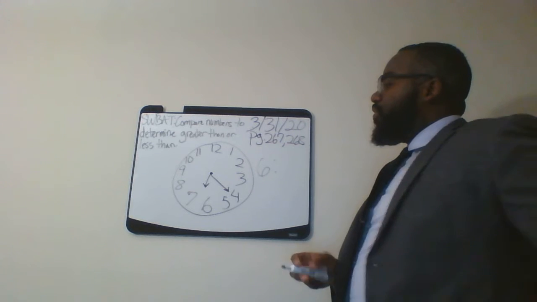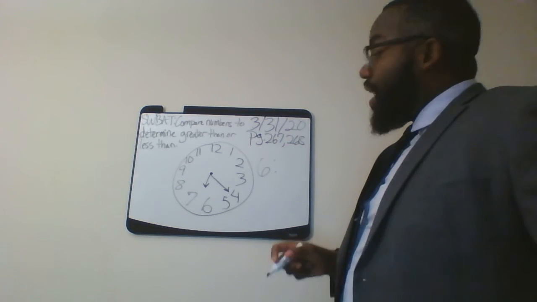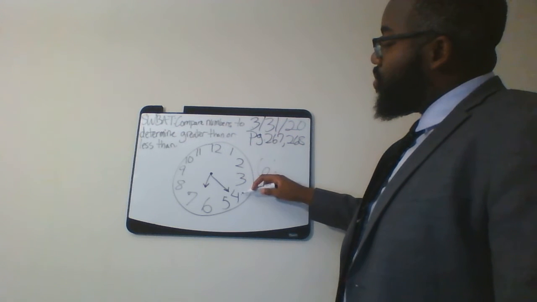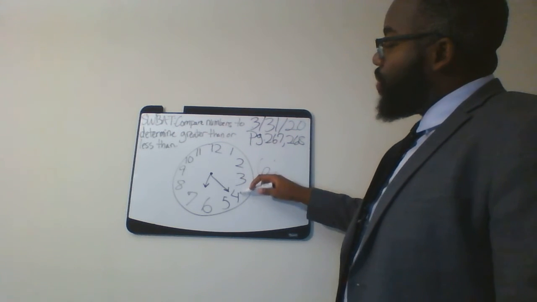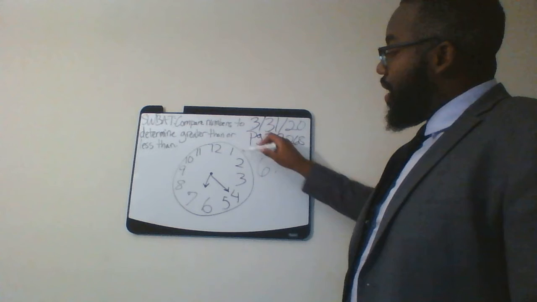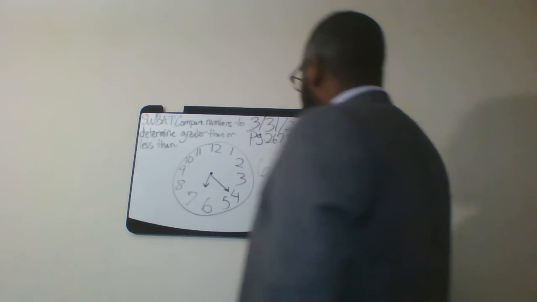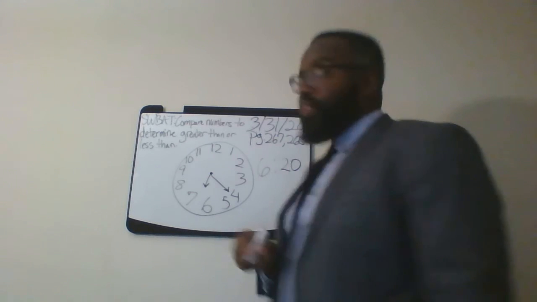Now, let's look at the minute hand on the 4. Remember, you count by 5 if you don't know. So, start 5, 10, 15, 20. The 4 is the 20. Let's do it one more time. 5, 10, 15, 20. So, it is 6:20. That's for the first one.